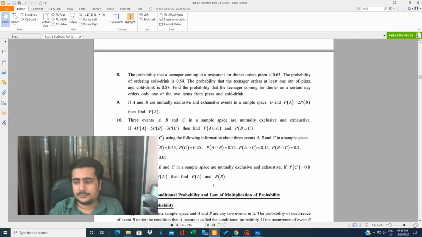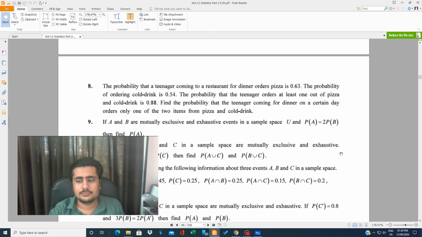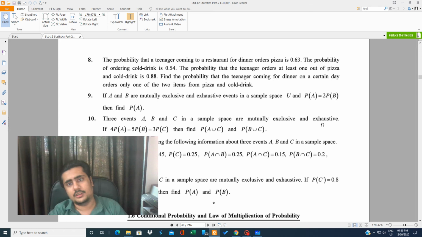So after illustration number 22, we will be doing illustration number 8. The probability that a teenager coming to a restaurant for a dinner orders pizza is 0.63. The probability of ordering cold drink is 0.54 and the probability that a teenager orders at least one out of the pizza and cold drink is 0.88. Find the probability that a teenager coming for a dinner on a certain day orders only one of the two items from pizza and cold drink.